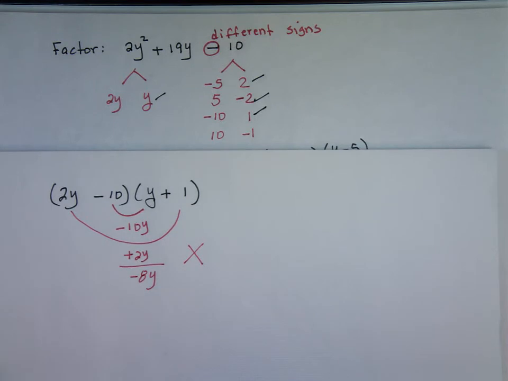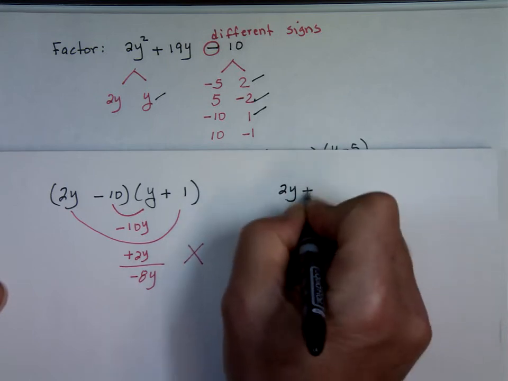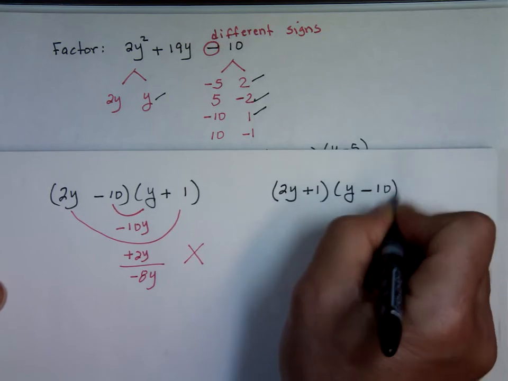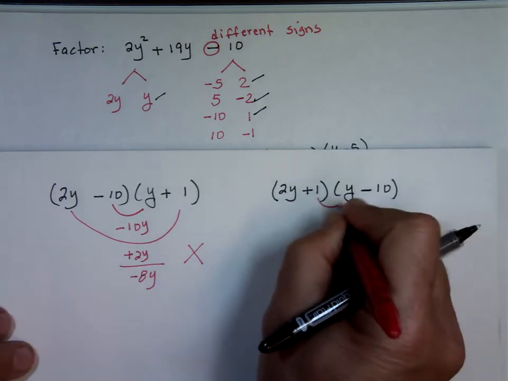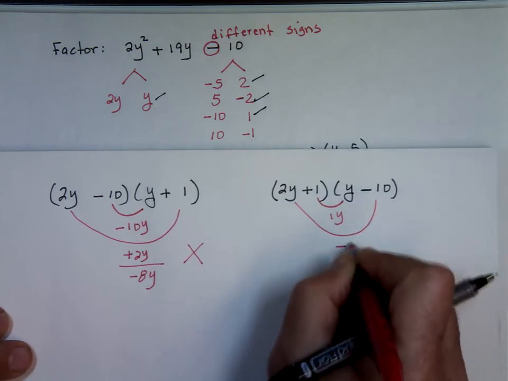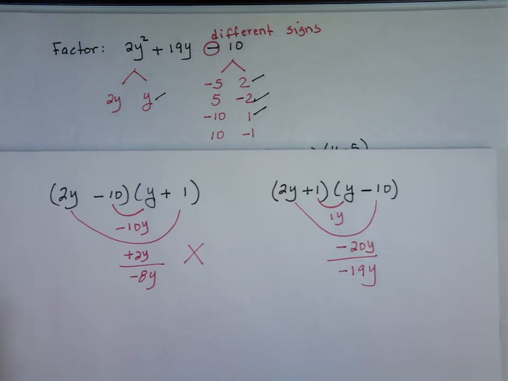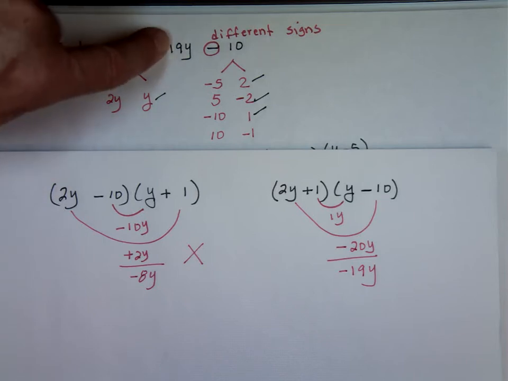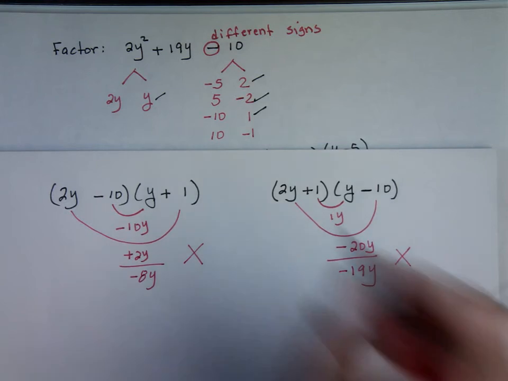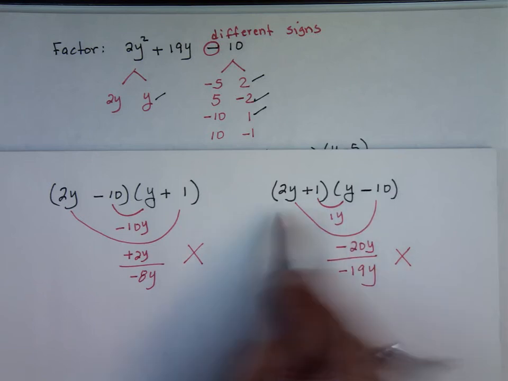Switch the 1 and 10. 2y plus 1, y minus 10. That's 1y, negative 20y, which will give me negative 19y, almost. Because notice we want to be plus 19. I got a negative 19. So all I got to do now, I know this is not going to work. Let me try this one. Put the plus 10 here and put the minus 1 here.